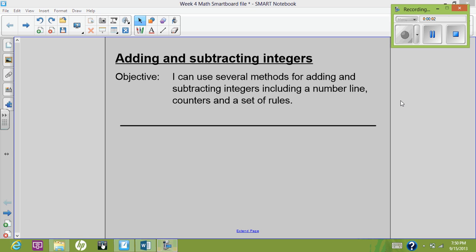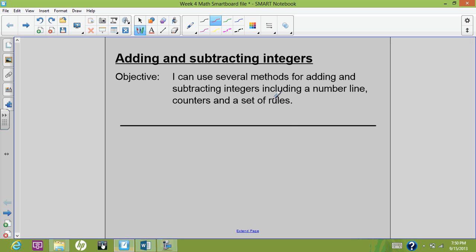Hello, ladies and gentlemen. Our topic for today is adding and subtracting integers. And the objective for today is I can use several methods for adding and subtracting integers, including a number line, counters, and a set of rules. You probably have learned and tried to memorize this set of rules for adding and subtracting integers, but what's equally important to me for you this year is that you understand where those rules come from. So that's going to be a lot of what today is all about.